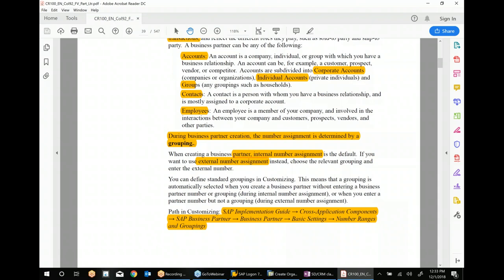Make a note of this line. So make a note of that. So you can have internal number assignment, you can have external number assignment that you can have in SAP.